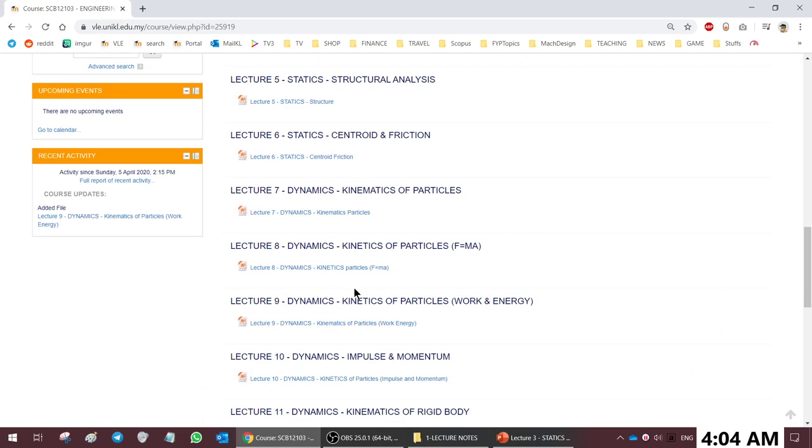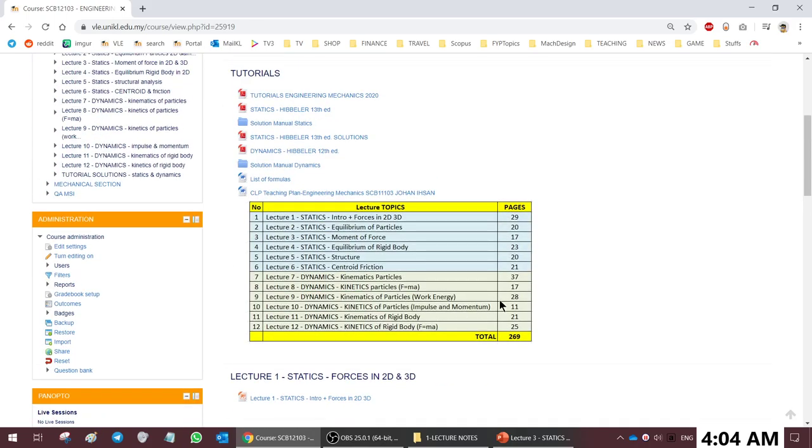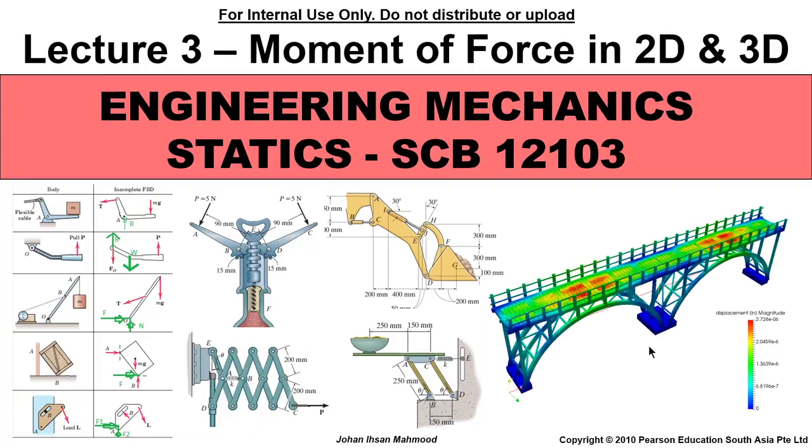And then you can look at some tutorial solutions. The best tutorial solution is definitely here. Look at the solution manual for statics and also the solution manual for dynamics over here. All right, so let's start. The topic that we are due next is something called moment of force.